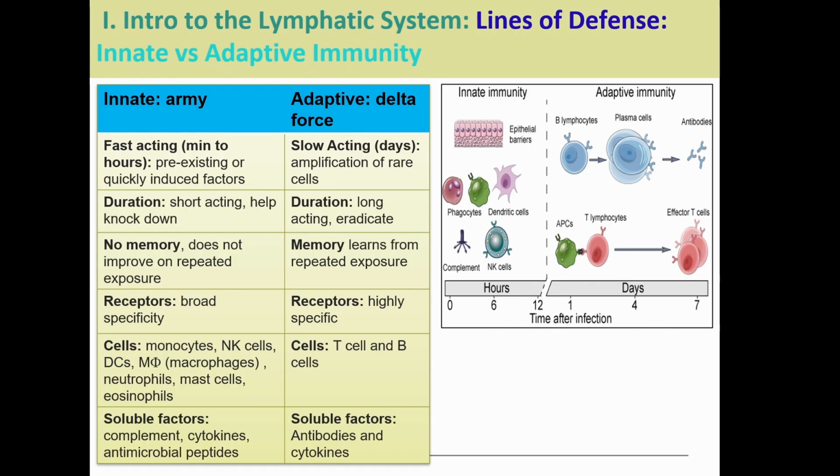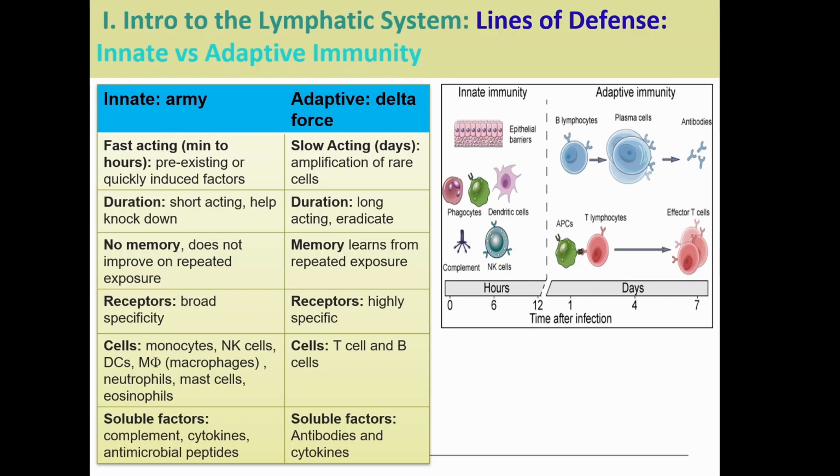So again, how do we compare innate versus adaptive? Innate, these are like the troops. This is what's going to happen fast. Either they're already there or they're very quickly turned on. This is going to be from a few minutes to hours, but the duration is short acting. The prime purpose is to keep things under control until special forces can get there, until a plan can be made. The innate cells do not have a memory, and so the response is the same every time. We don't learn how to respond better with the innate cells.